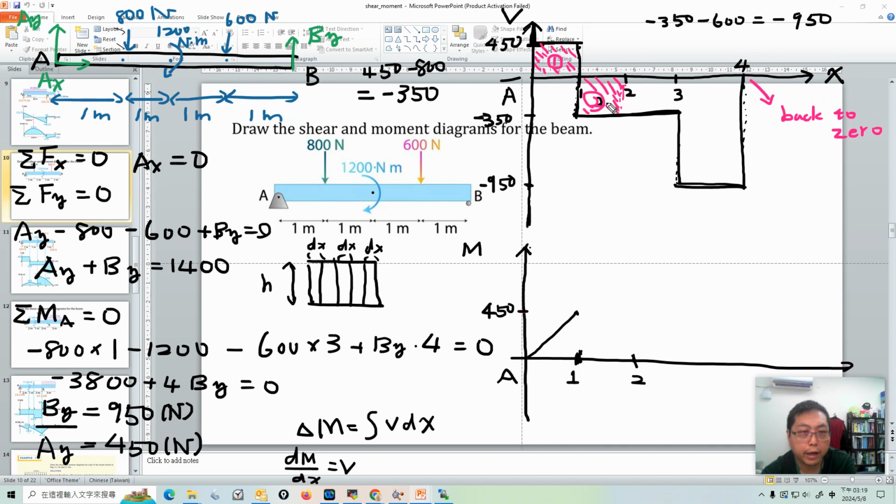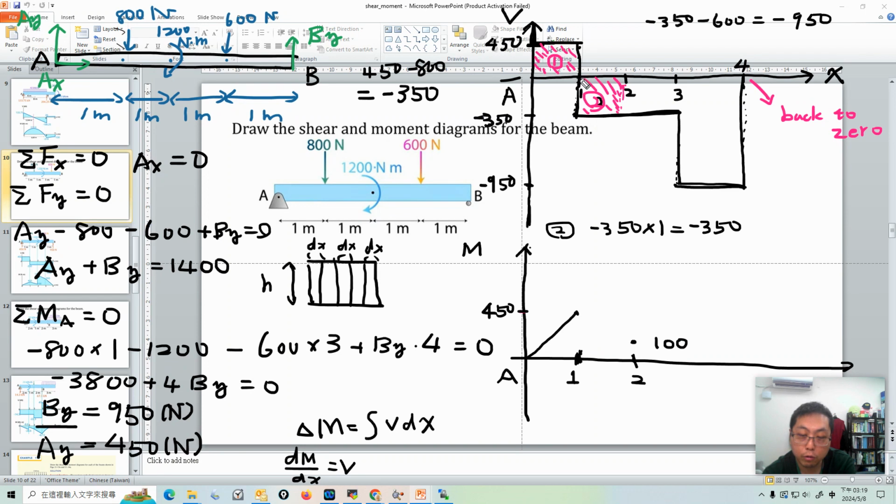So what's the area for area 2? The area 2 is minus 350 times 1. So the area 2 is minus 350, so the change must be minus 350. We have 450 at point 1, and we'll have a change of 350. That means at point 2, we will change to 100. Okay, this point is 100.